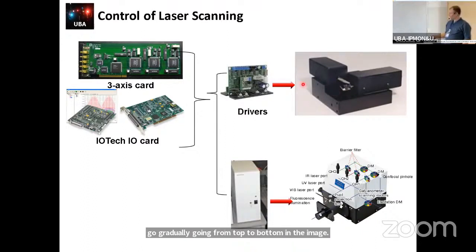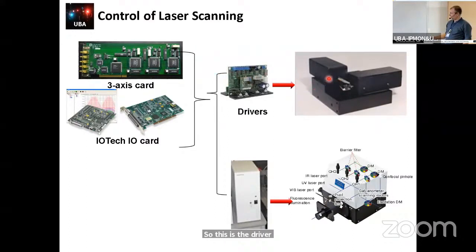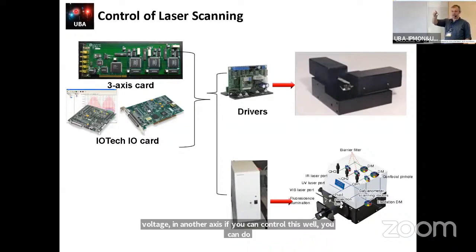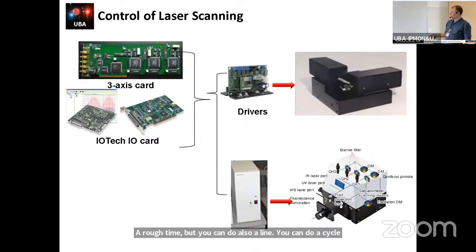So this is the driver that will tell the proper information. But we need to feed the driver with another electronic, which is a card that will tell it, well, move that amount of voltage in one axis and that amount of voltage in another axis. And if you can control this, well, you can do a raster scan, but you can also do a line, you can do a circle, you can do whatever figure you want with the scanner. And this is what we do in the lab in our custom microscopes.